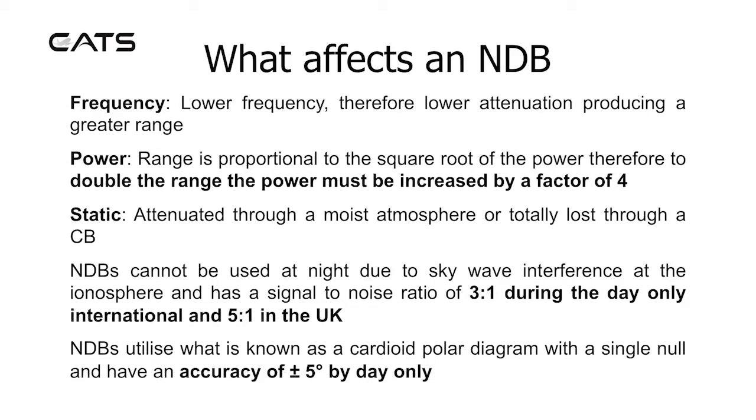Static. The signal is attenuated through a moist atmosphere or totally lost through a cumulonimbus cloud. NDBs cannot be used at night due to skywave interference at the ionosphere. They have a signal-to-noise ratio of 3 to 1 during the day internationally and 5 to 1 in the UK. NDBs utilise what is known as a cardioid, heart-shaped polar diagram, with a single null and have an accuracy of plus or minus 5 degrees, day only.